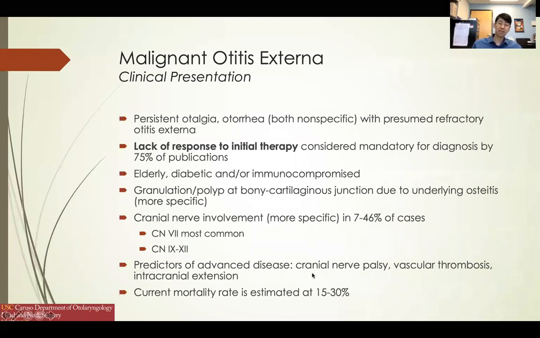Predictors of advanced disease in general are if there's any cranial nerve palsy, signs of vascular thrombosis, vascular involvement, and/or intracranial extension. The current mortality rate is reported at about 15 to 30%. It was higher in the past.